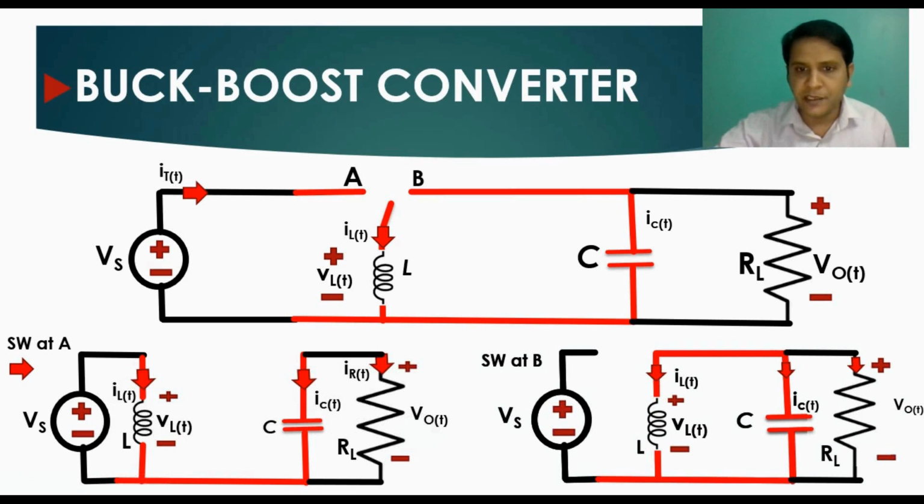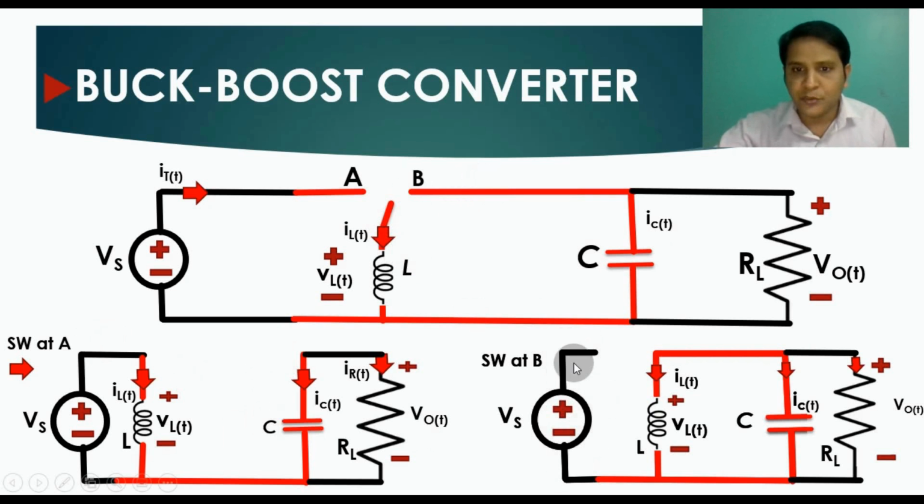Now let's see when switch is at position B. When switch is at position B, what is the equivalent circuit? When switch is connected at position B, that means this behaves like an open circuit. Okay, when switch is at position A, your diode connected here behaves like an open circuit.